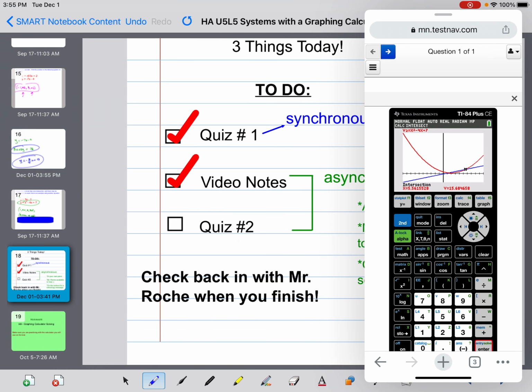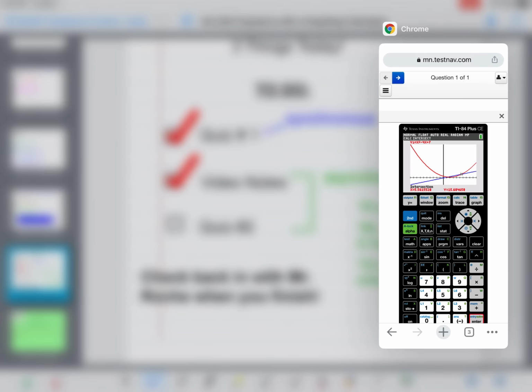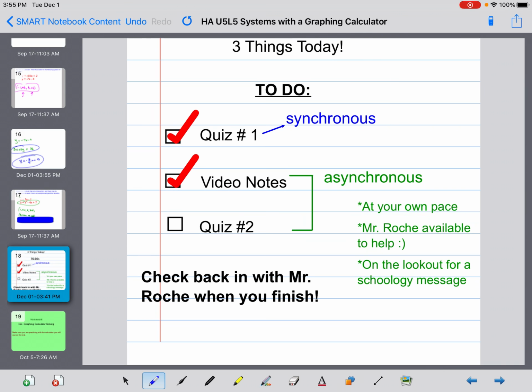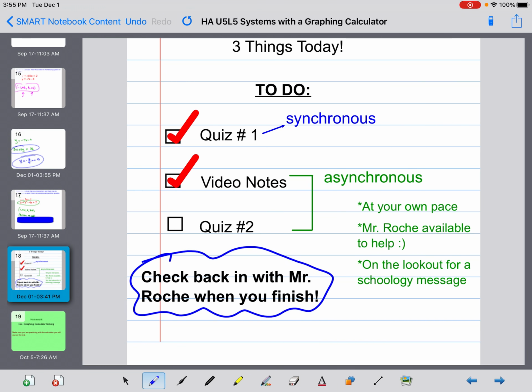Like I said, I will be in the Google Meets all hour. If you need some extra help, I would be glad to help you out. Make sure you check back in with me when you finish. You are now done with the second thing to do today, and your last thing is just to do a quick homework quiz and finish up your math a little early today.